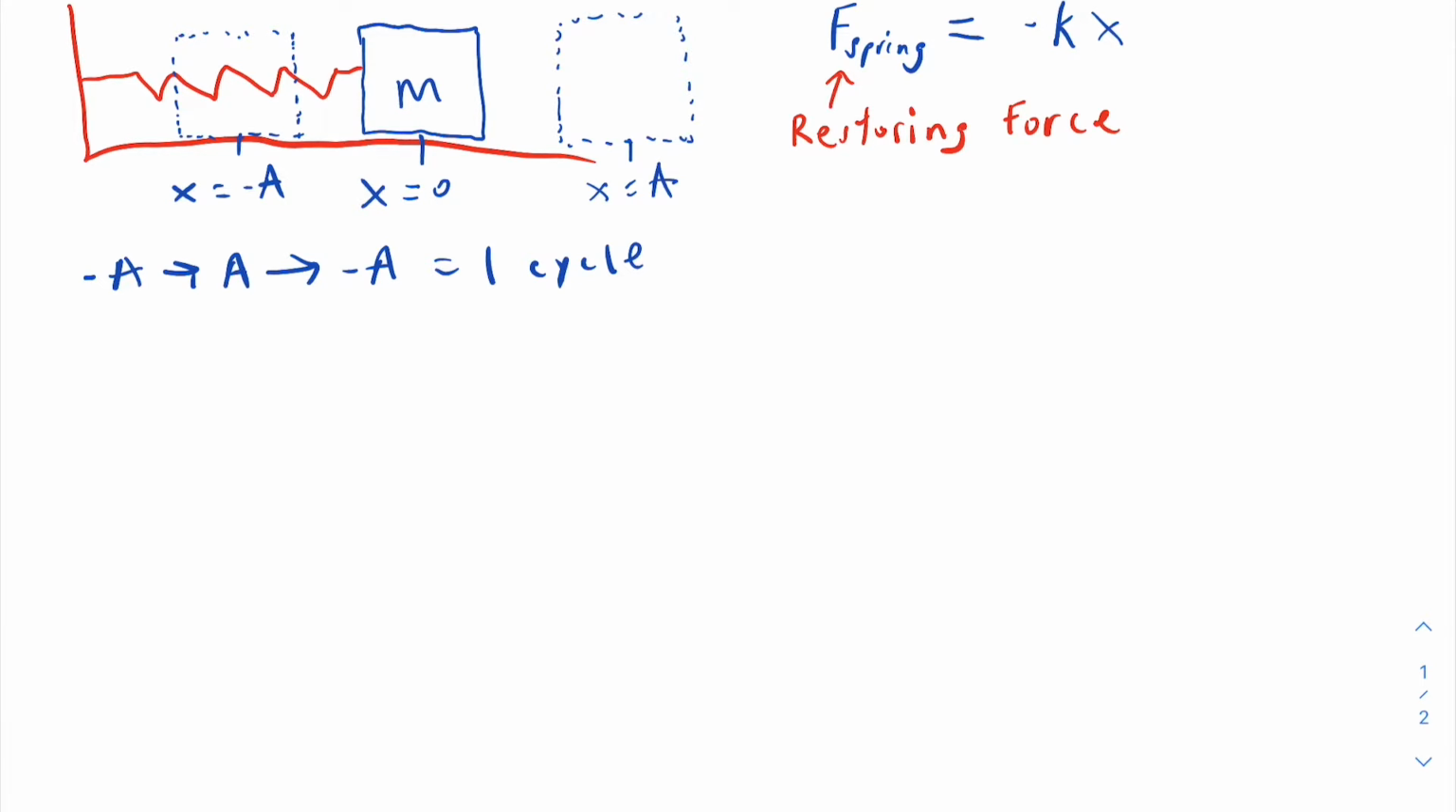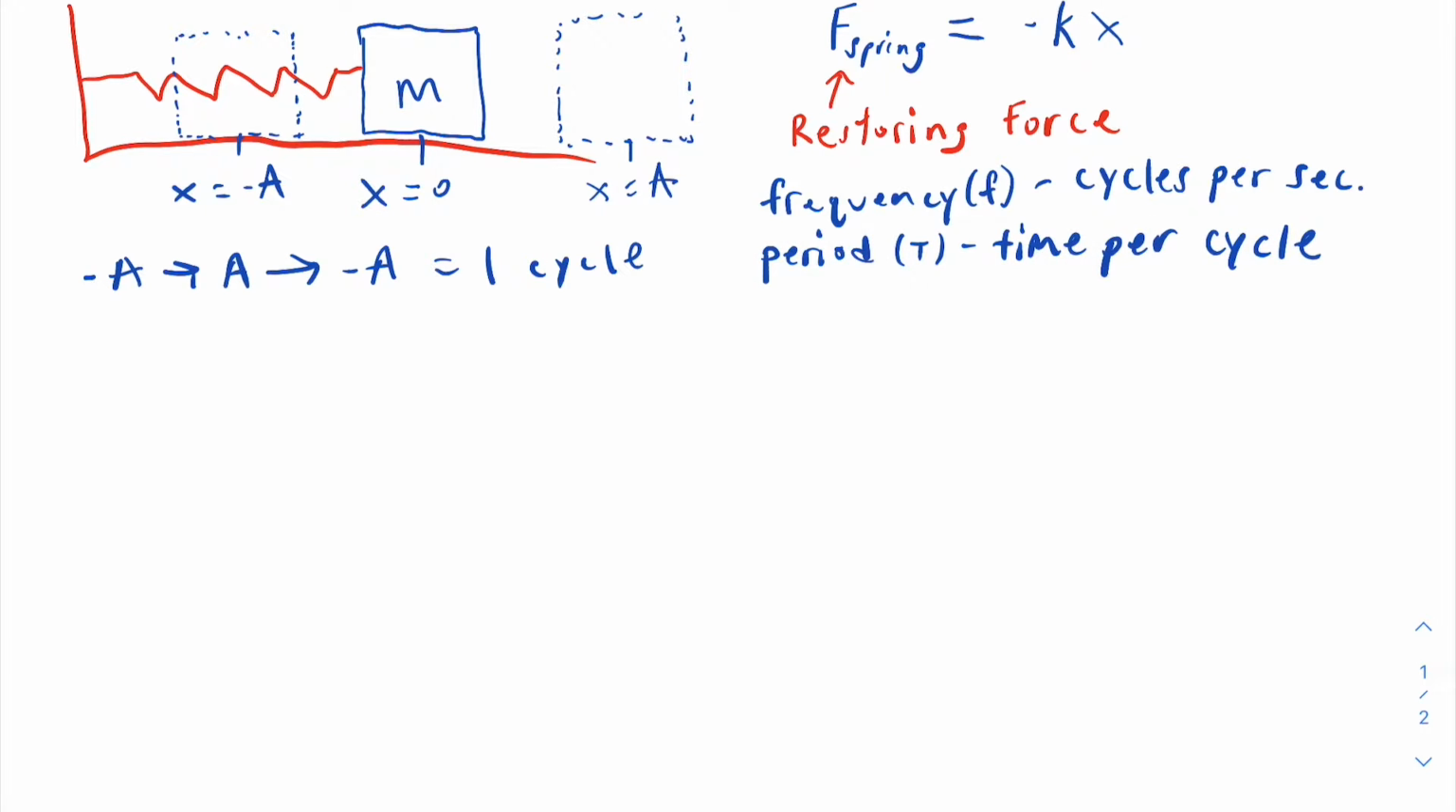Another important quantity that you'll need to know is the frequency, which is simply the amount of cycles completed per second. In contrast, the period is the amount of time that it takes to complete one cycle. You might notice that these are reciprocal quantities, so the frequency is equal to 1 divided by the period.